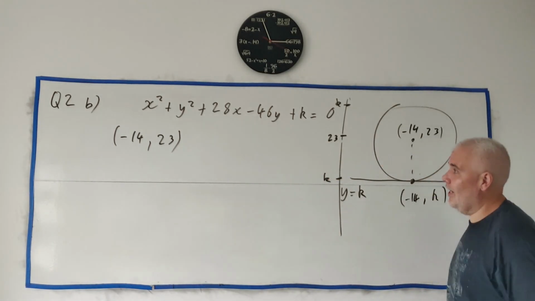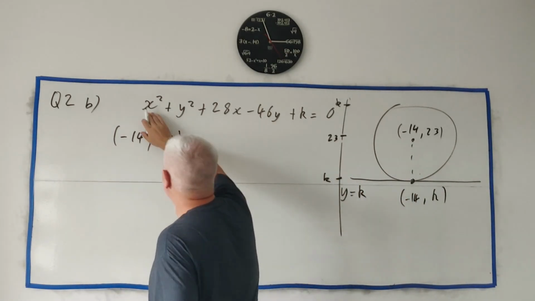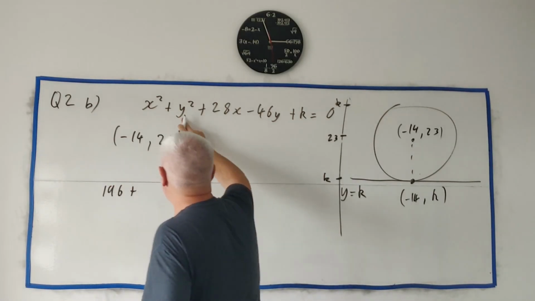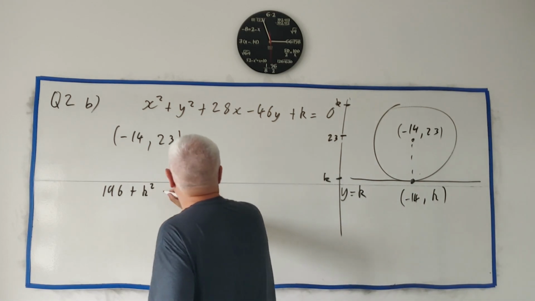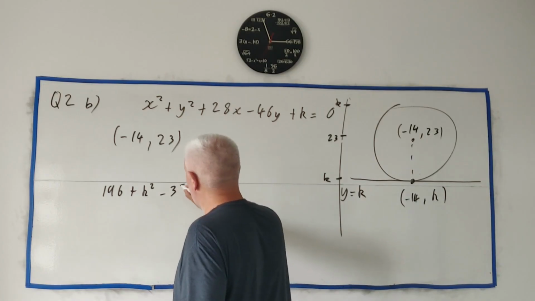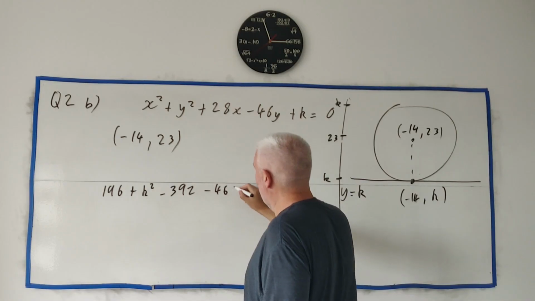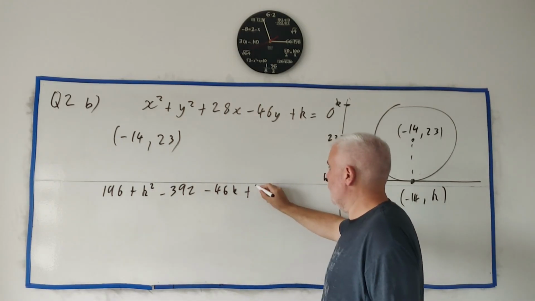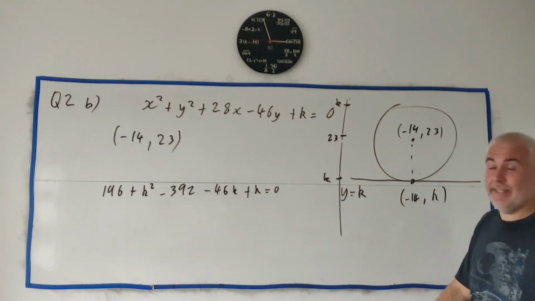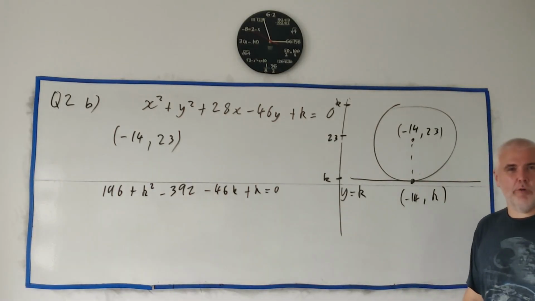I know the equation. Let's just put it in. Put this point into that equation. We would get, let's see, minus 14 squared is 196. Plus, instead of y, we have k squared. Minus 14 times 28 is minus 392. Put k in, we get minus 46k. And we already had a k. Plus k equals 0. We have one equation, one unknown. They asked us to find k. Here's k. I think this is probably the most straightforward way to do this question.